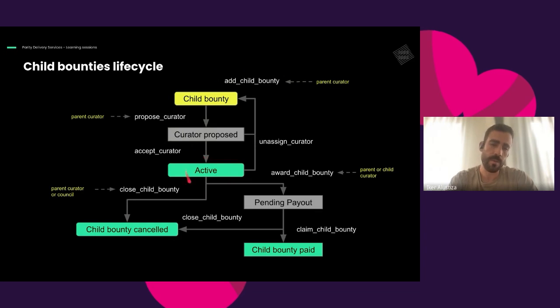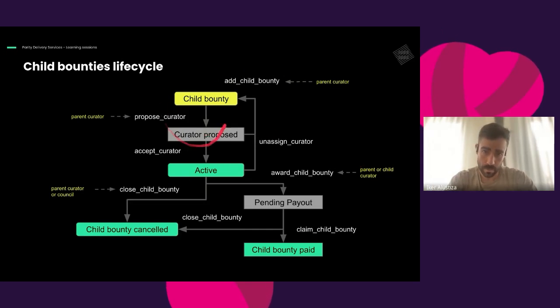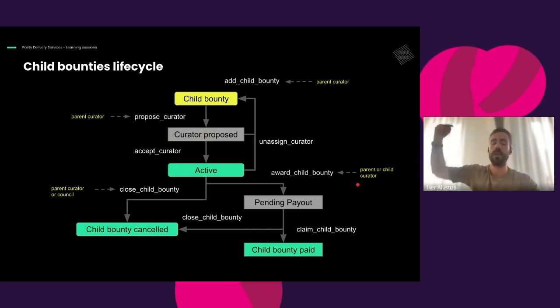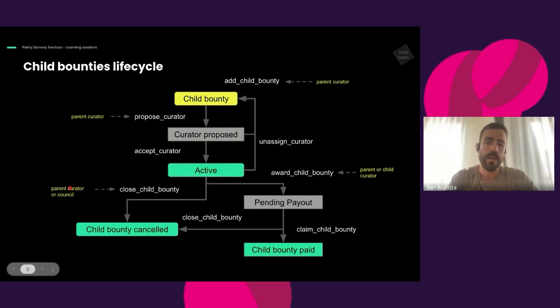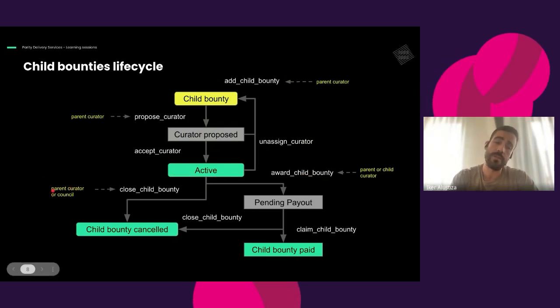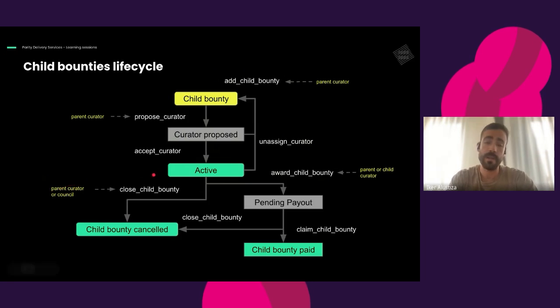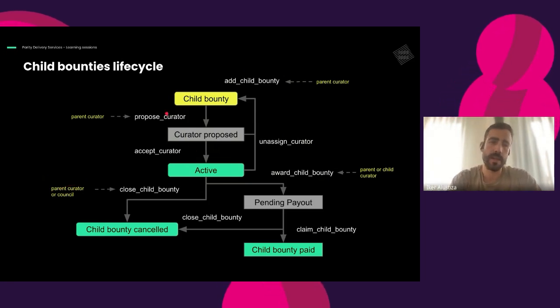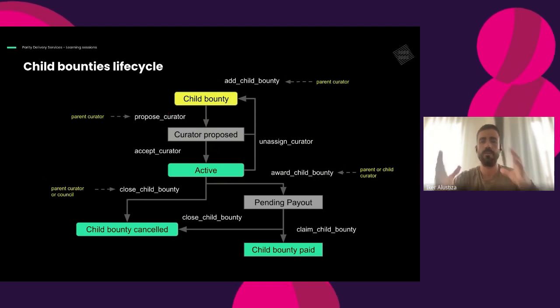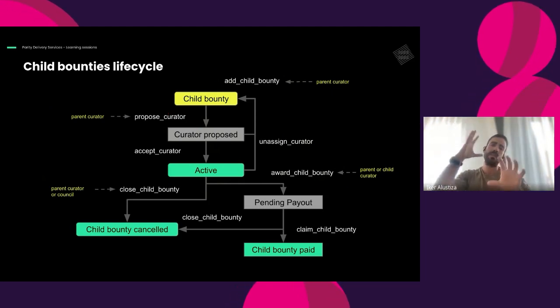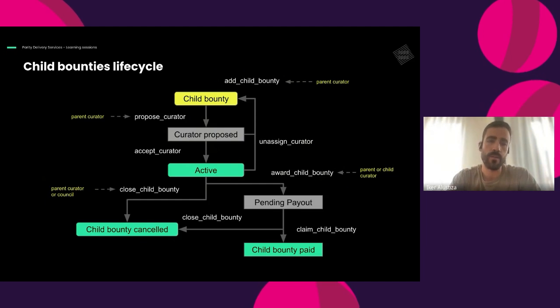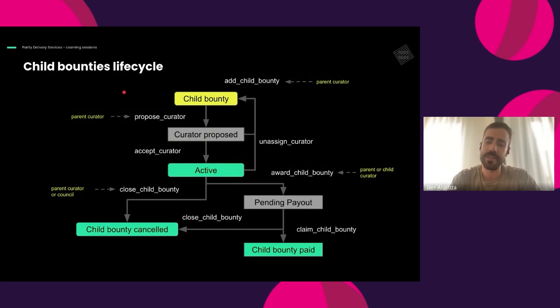Again, the active status is when the child bounty is supposed to be worked. And here to award the child bounty, it can be either the child curator assigned to this child bounty, or also the parent curator of the main bounty. And it can also be closed by the parent curator or the council if there is something wrong with this child bounty. And that's it. That's how the child bounty is nested into the main lifecycle of a bounty. So this is it, quite quickly, for child bounties and bounties.